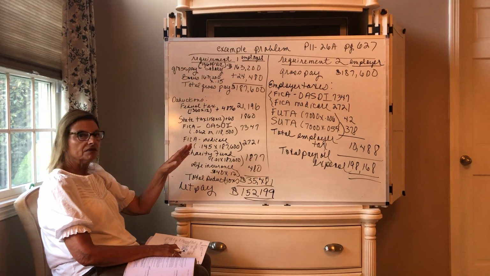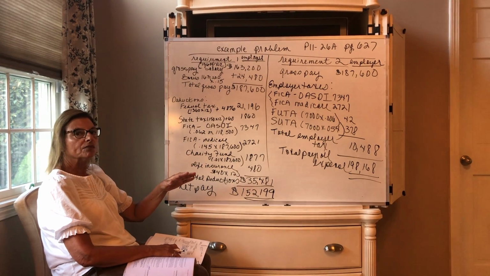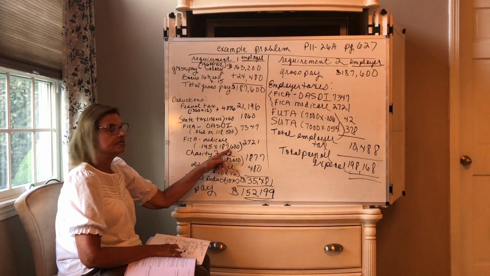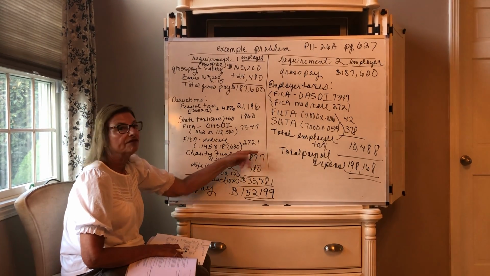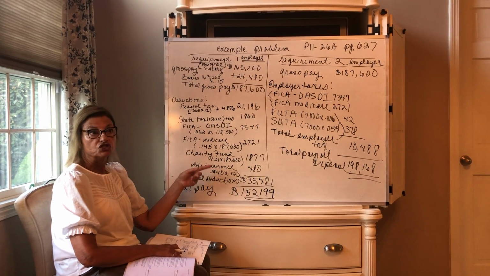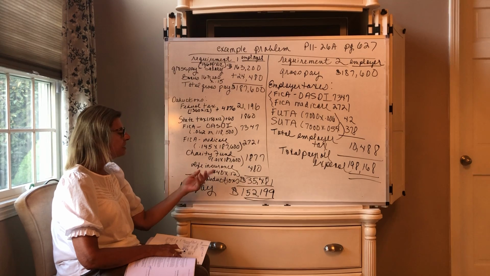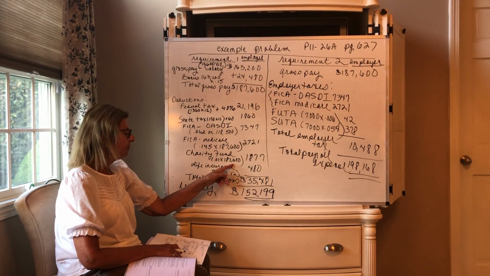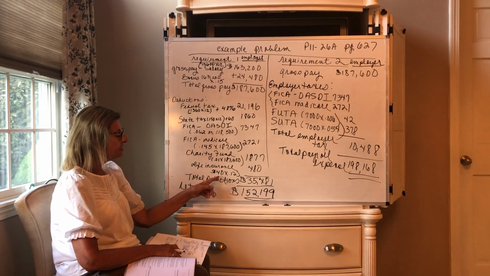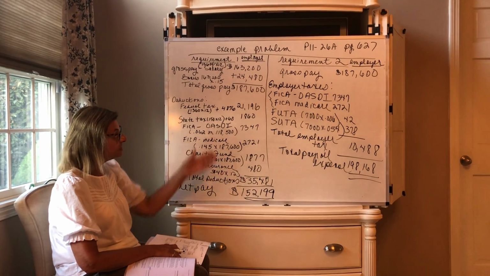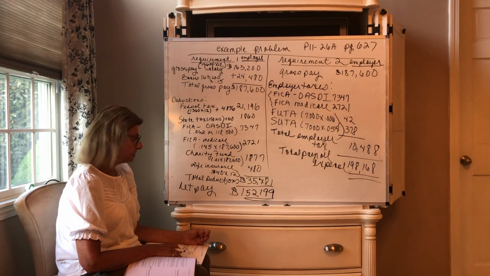The Medicare part of FICA, there's no limit. You could make $20 billion. They're still going to tax you 1.545%. So times his yearly pay, 27.21. And then he chose to give 1% to charity, to a charity fund. So that would be 1877, 1% of his yearly pay. And then life insurance is $40 a month, times 12 is $480. So he's got quite the list of deductions.